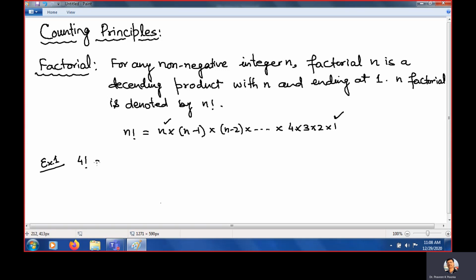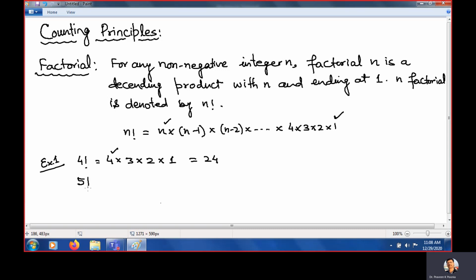Factorial 4 is 4 times (4 minus 1), which is 3, then 4 minus 2, which is 2, and 4 minus 3, which is 1. So we start at 4 and end at 1. Now multiply: 4 times 3 is 12, times 2 is 24, times 1 is 24. This is factorial 4.